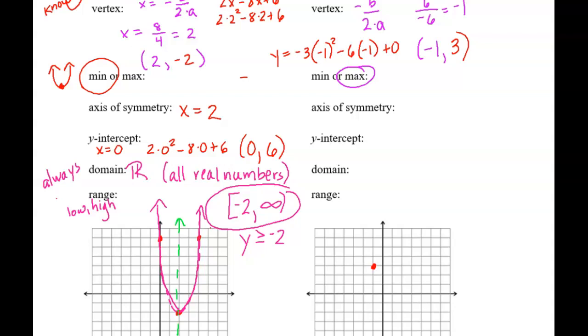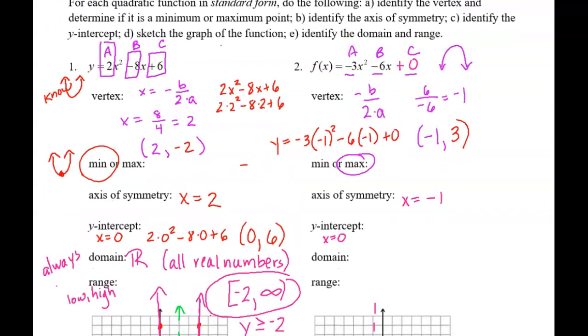All right, so our axis of symmetry goes right down the middle, and it's that x value. The axis of symmetry is imaginary, that's why I keep it dotted. So it's going to be x equals -1. The y-intercept, we let x equal 0. So if I substitute into the original, we get -3 times 0 squared minus 6 times 0 plus 0, which gives us 0. So that means that the point 0, 0 is on our graph.